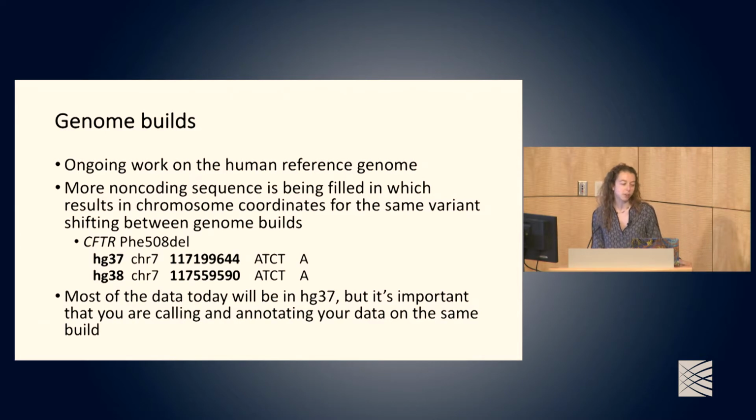For a lot of our data, we have been using the HG37 reference build, but we're starting to move to HG38. When you're looking at the same variant, again this CFTR variant here, you're seeing that the address of the variant is totally different depending on what reference build you're looking at. That's mostly because the non-coding portion of the genome is being filled in with additional detail. So it's just important that you're looking at your data in the right reference build. We actually loaded a project with the wrong reference build and spent a few hours trying to figure out why the analysis wasn't working before we fixed that.